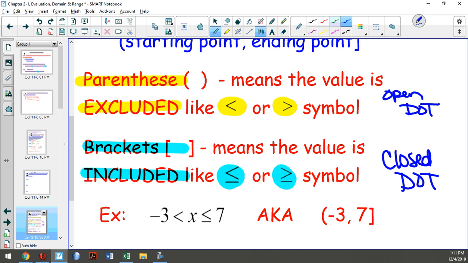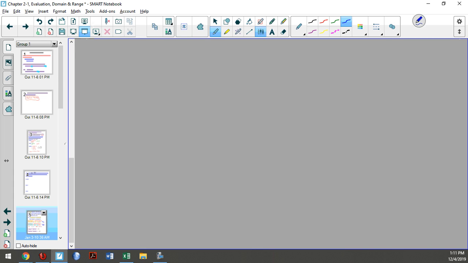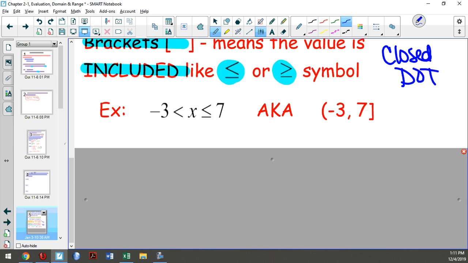Now, an example of this is going to be -3 is less than x, which is less than or equal to 7. The starting point is at -3. See how -3 is the starting point? That's why I have -3 there. Why do I have a parenthesis at -3? Well, I have a parenthesis because it says strictly less than. Make sense? Then I'm ending at 7, but my symbol for 7 is less than or equal to, meaning it can be that, which is why I have a bracket.